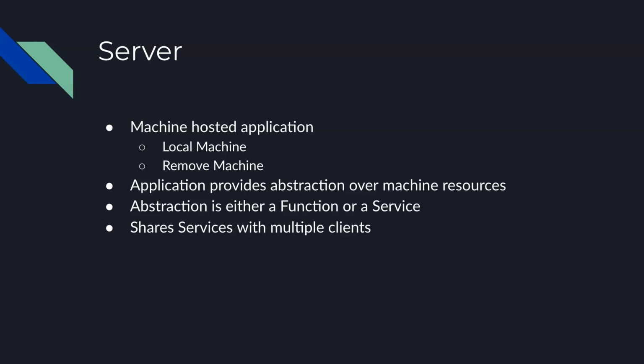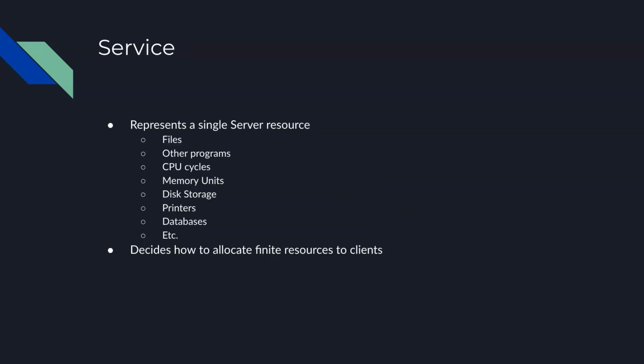So what do we mean by resources? Resources are anything such as storage. It can be file systems. It can be a wide variety of things that are executed from that machine. So these are the kinds of things we talk about. A service represents a single server resource. Those are files, other programs that can be running on the machine. You can share CPU cycles. So if you're doing heavy data processing, maybe you want to share the CPU cycles of multiple machines. Those CPUs can be exposed as services.